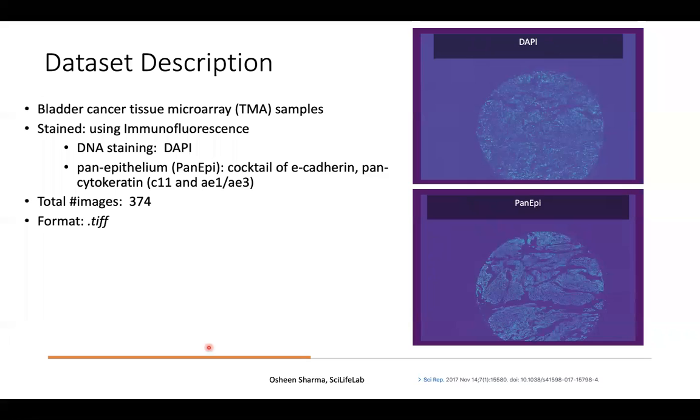The dataset which was used for the project consisted of immunofluorescence stained DAPI channel images and their corresponding panepithelial channel images. The total number of images was 374, and a manual quality control on each set of images was performed to ensure that there are no artifacts and the content in the image is clear enough so that it's easier to train the neural network.